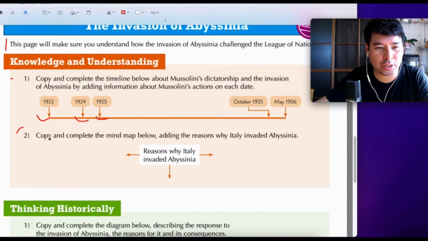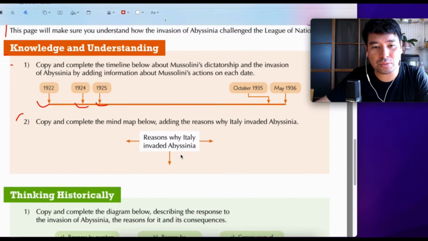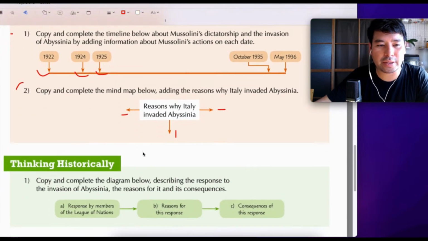And number two, copy and complete the mind map below, adding the reasons why Italy invaded Abyssinia. So, mind map. We have done that many times. Reasons why Italy invaded Abyssinia: you put some reasons here, some reasons here, some reasons here. Complete it as best as possible. And then we go on.